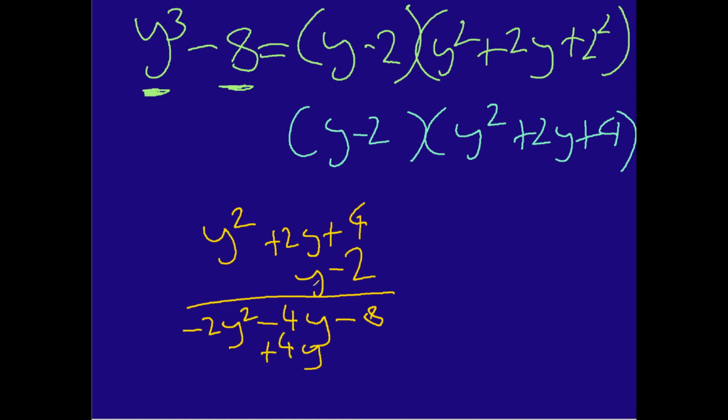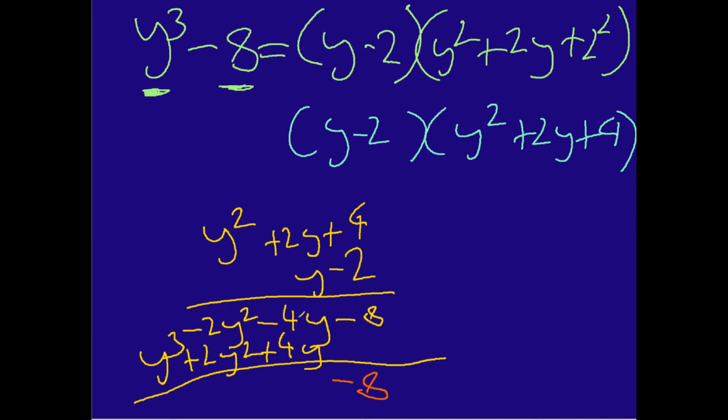And then we have y times 2y, which is going to be a positive 2y squared, like so. And then y times y squared is going to be y to the 3. Now, this should all look familiar here. It's just a matter of bringing stuff down. So the minus 8 comes down. That's very good for us.